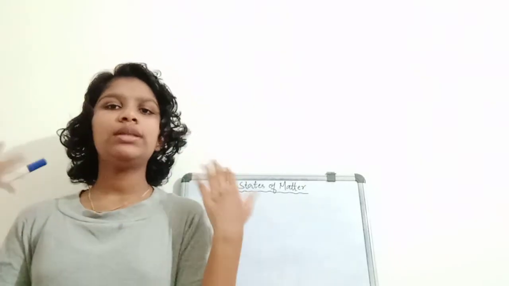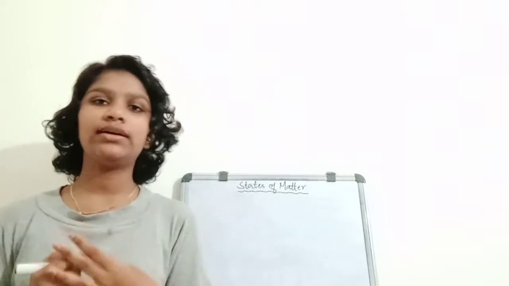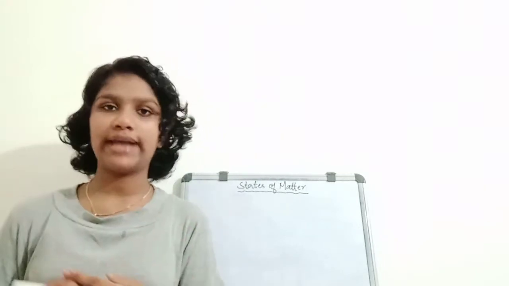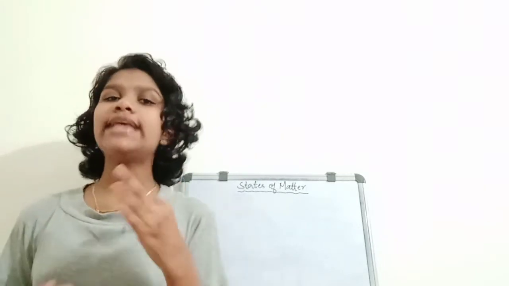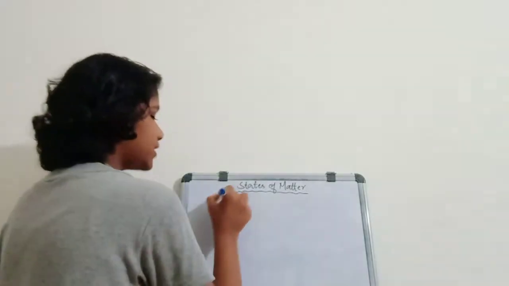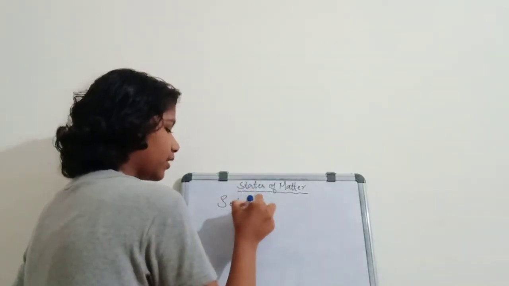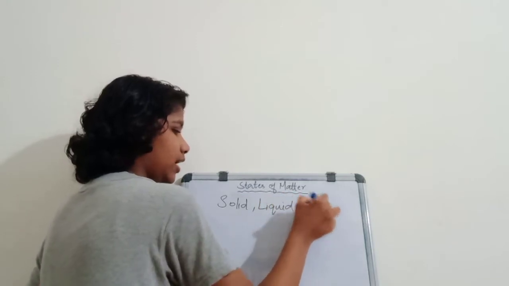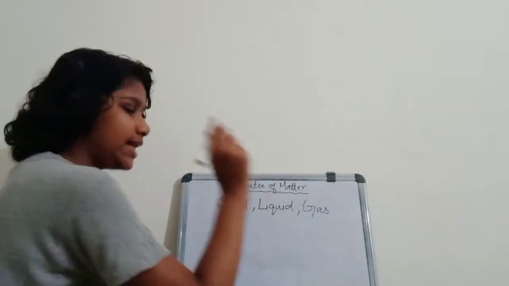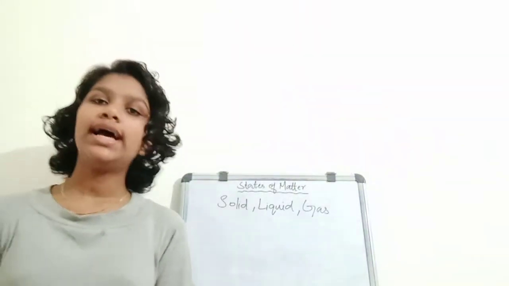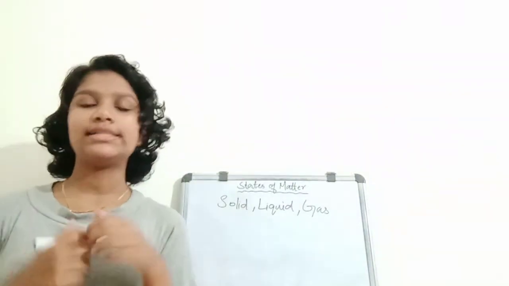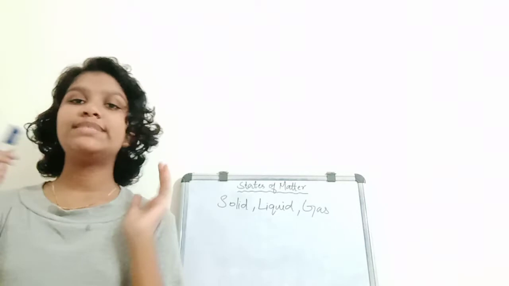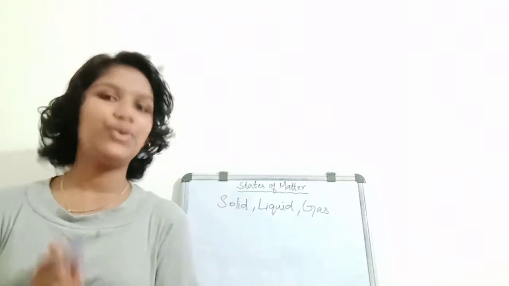Okay, so you have studied this before, maybe in 5th standard. What are the states of matter, right? There are three states of matter, that is solids, liquids and gas. These are the states of matter we studied before, right? Solids, liquids and gas. Yes, so we'll begin with solids.